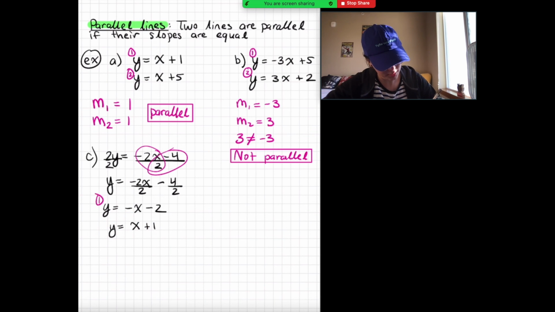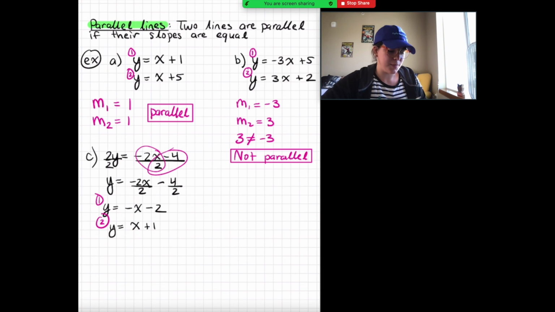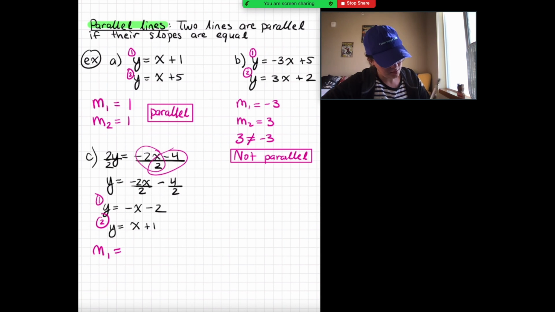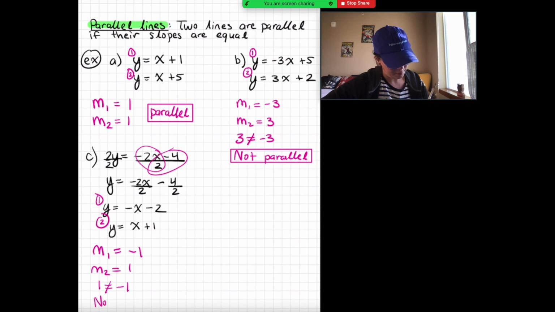So now we can compare these two equations. We'll call this equation 1 and this equation 2. So we have y is equal to negative x minus 2. So remember the slope is whatever's in front of our x value, which is a negative 1. So our slope of equation 1 would be negative 1. Our slope of equation 2, since there's nothing in front of our x, that implies a 1. So our slope is 1. But 1 does not equal negative 1, so our lines are not parallel.